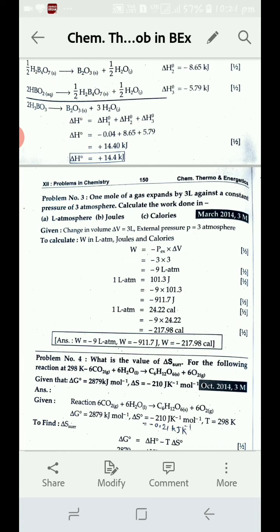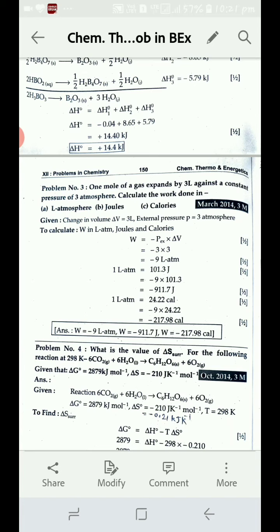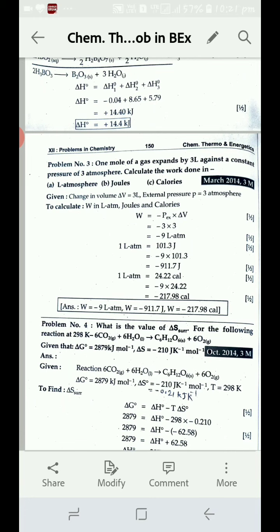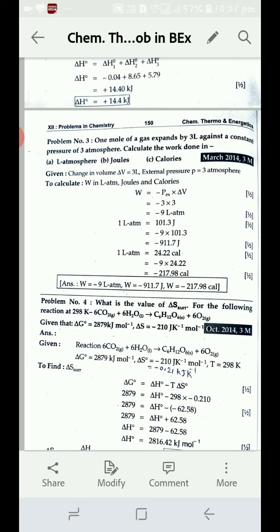Delta H0 means standard enthalpy change for the system. So substituting the values, 2879 is equal to delta H0 minus 298 into minus 0.210. So what is the answer for delta H0? It is equal to 2816.42 kilojoule per mole. So remember that your answer should be correct up to the second decimal digit, and don't forget to write the unit kilojoule per mole.